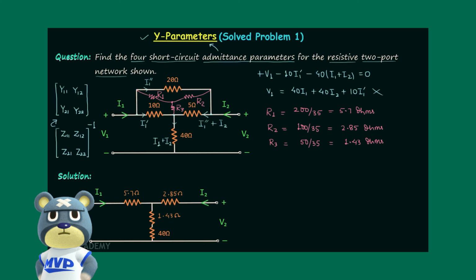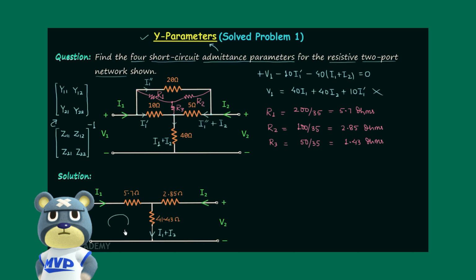Now you can notice one thing, this resistor and this resistor are connected in series, therefore we can have a single resistor in place of them having the value 41.43 ohms. Now it is very easy to find out the input KVL equation and the output KVL equation. Current in this branch will be I1 plus I2.